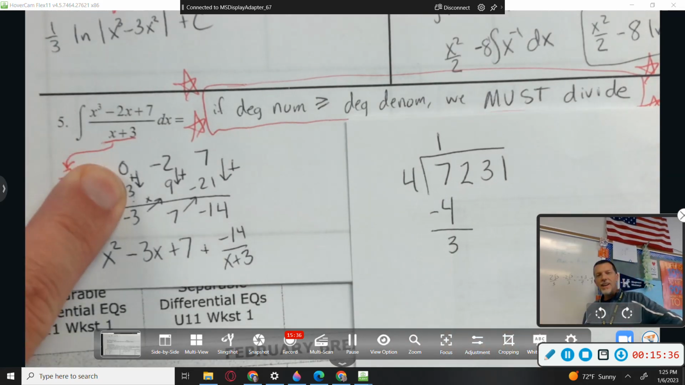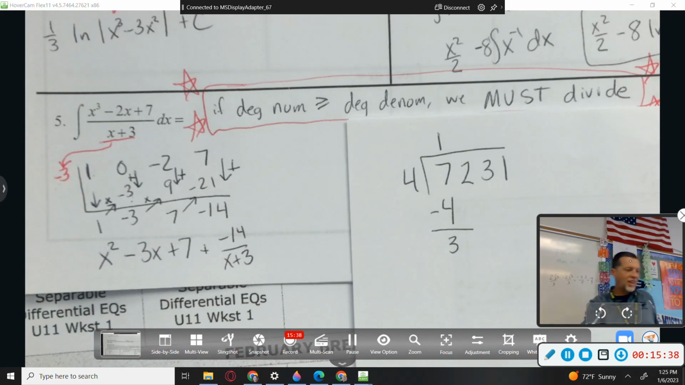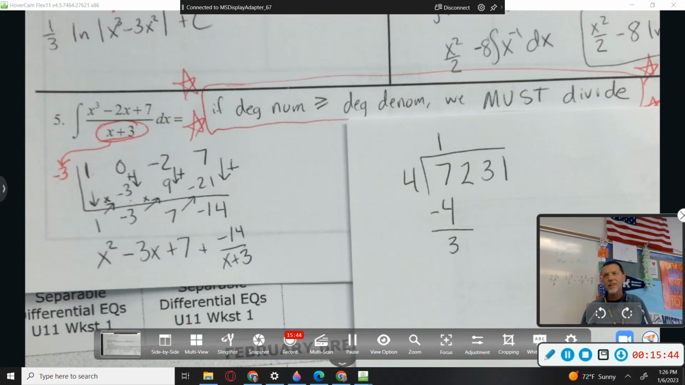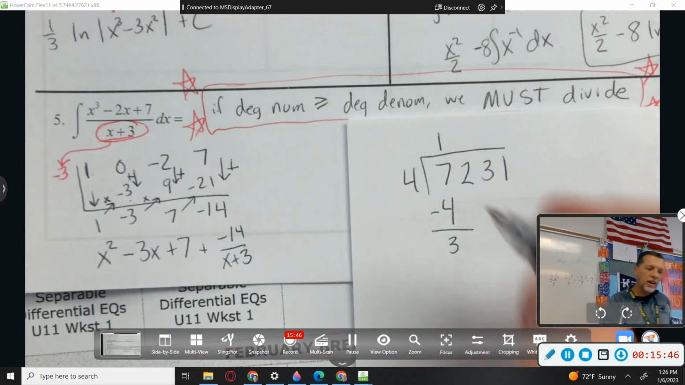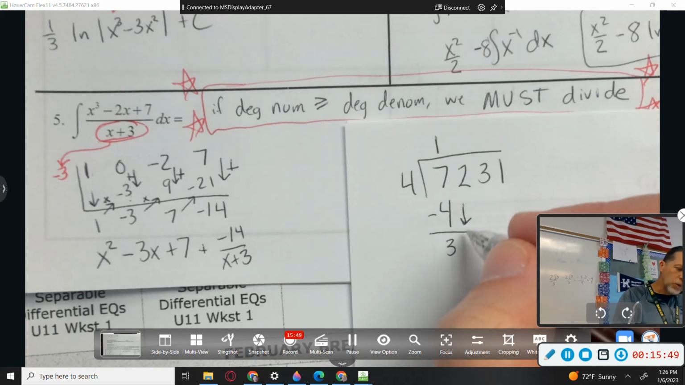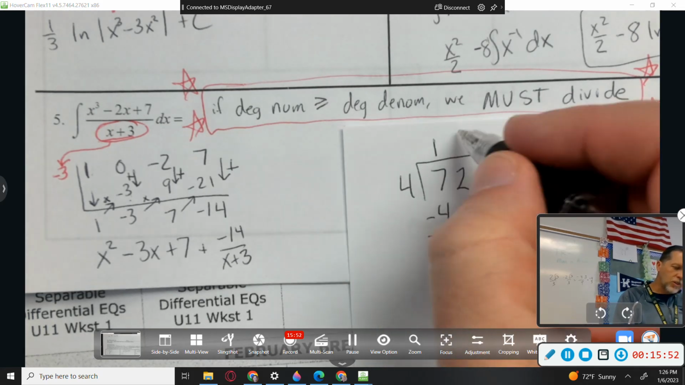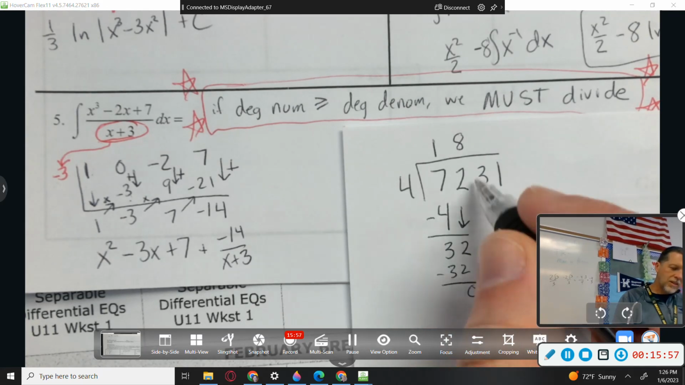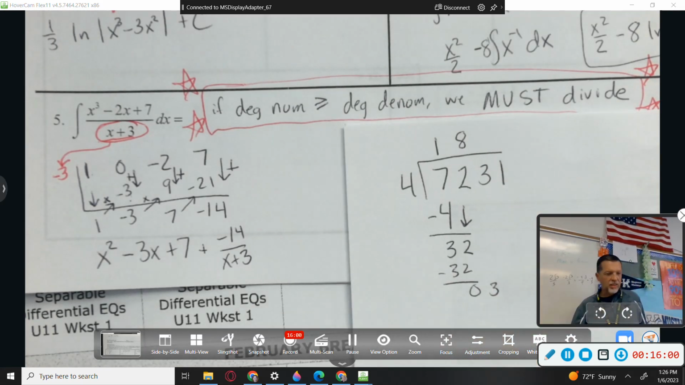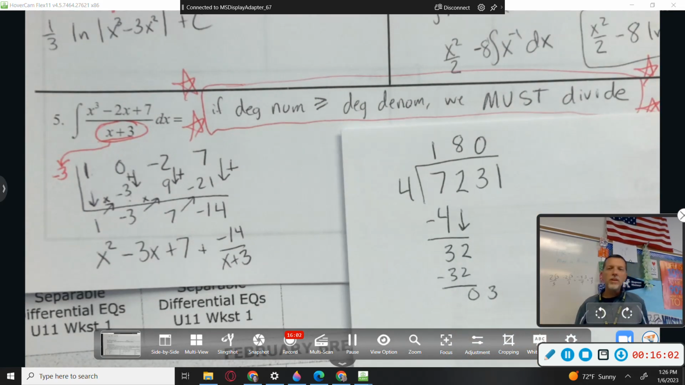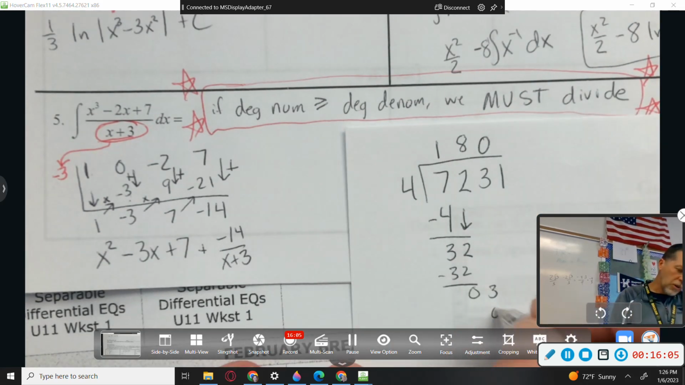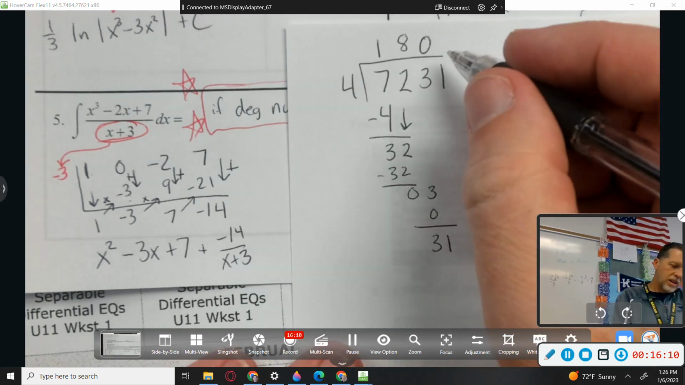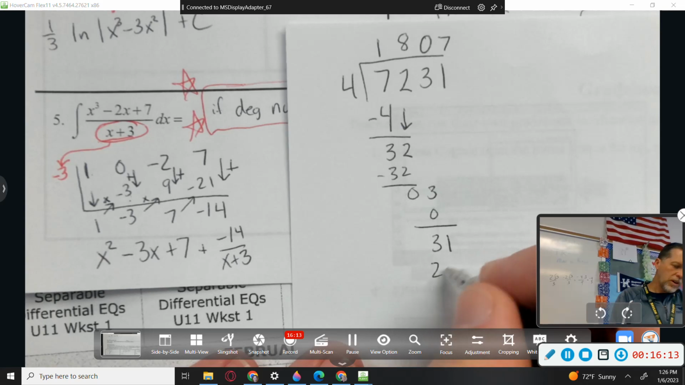Over here we added, but the reason we switched it around is because instead of using x plus 3, we put a negative 3 there. That was the hidden trick. Bring down the 2. 4 goes into 32 8 times. 8 times 4 is 32. Subtract it. Bring down the 3. It doesn't go in. There's lots of weird things happening here. 0 times 4 is 0. Subtract. Bring down the 1. 7 times 4 is 28.